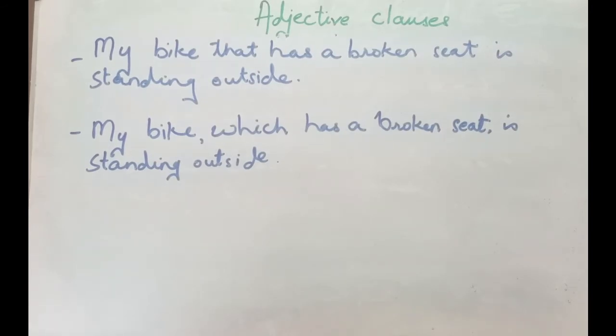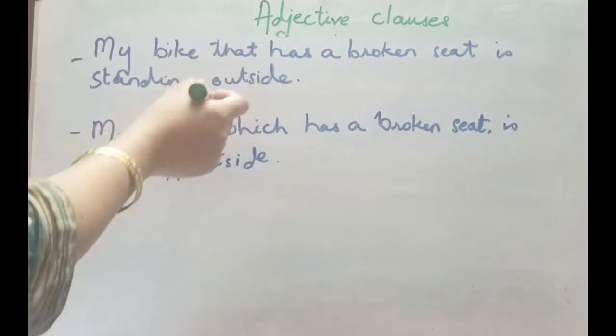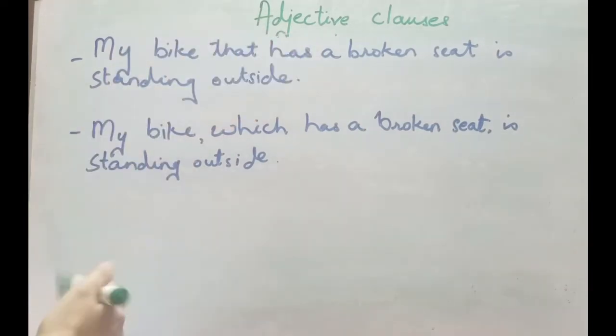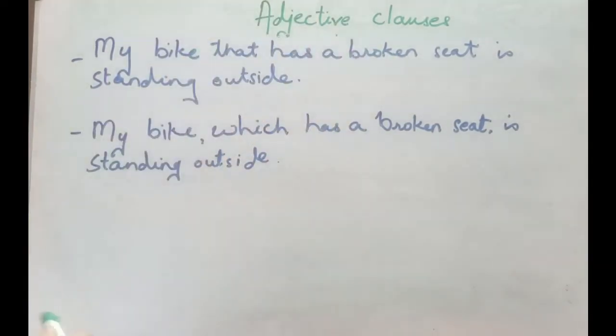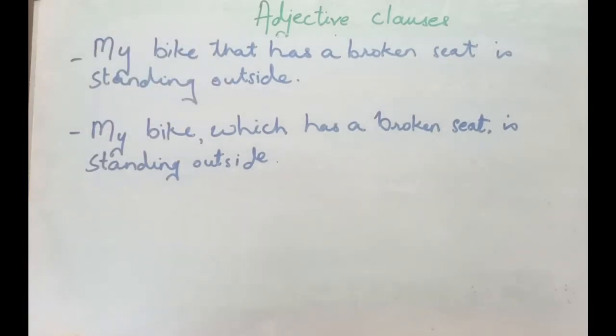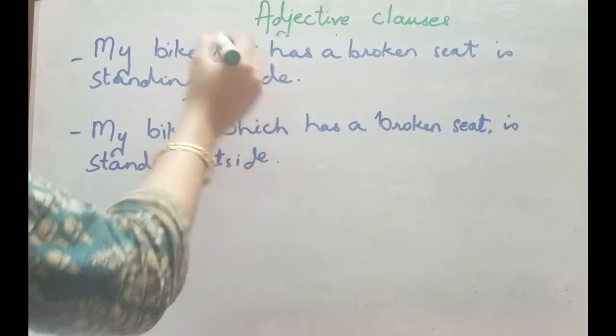See the first one. My bike that has a broken seat is standing outside. That means the person has got another bike. It is probable that he has more than one bike, and specifically the bike he is talking about is distinguished from his other bikes by its broken seat. So if you remove the clause, it becomes my bike is standing outside. The information is complete, but he is saying that has a broken seat. That means he has got more than one bike parked outside. So he is saying that has a broken seat.